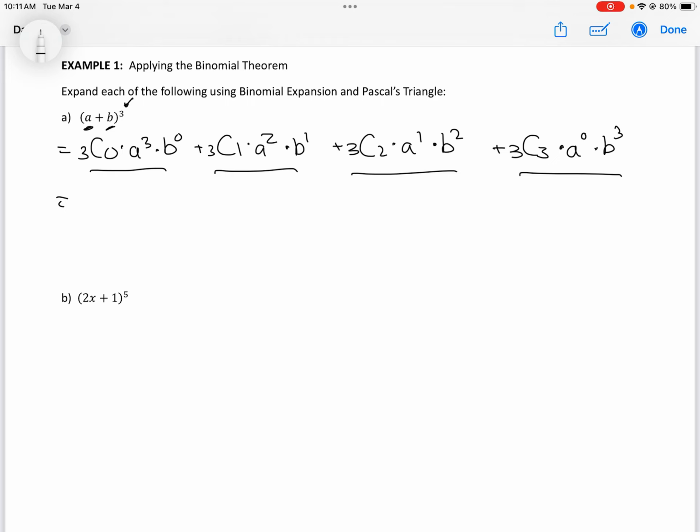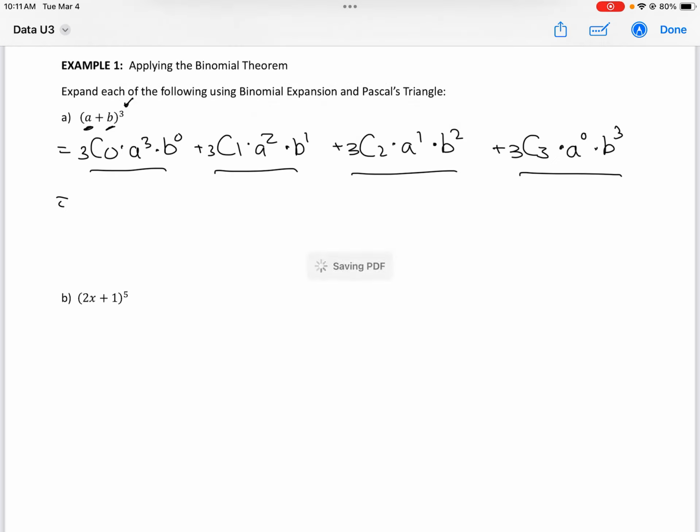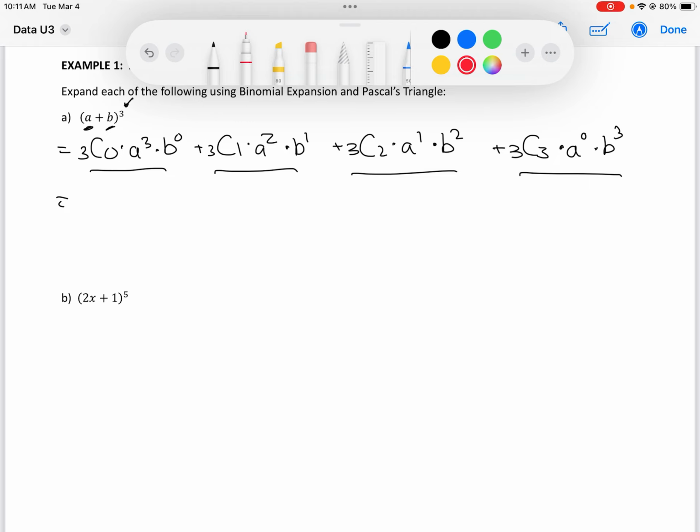Now let's actually expand. I'm going to show you 4 items that you're always going to be able to cancel out. So 3 choose 0 is just 1, and 3 choose 3 is just 1. They're going to be the first and the last terms in Pascal's triangle. We know that they're 1.